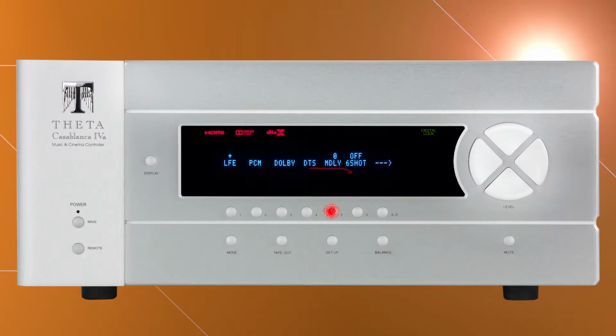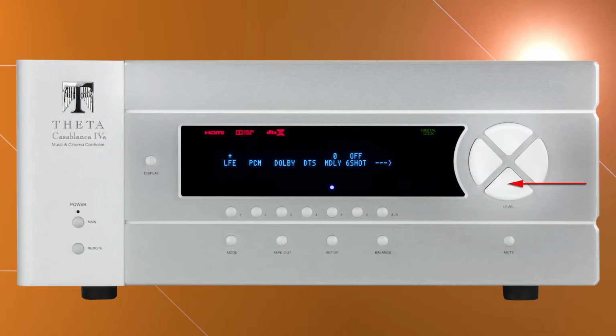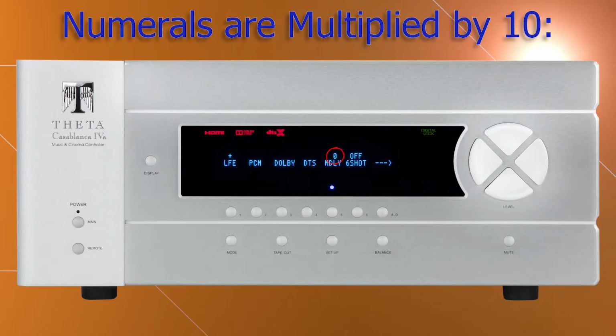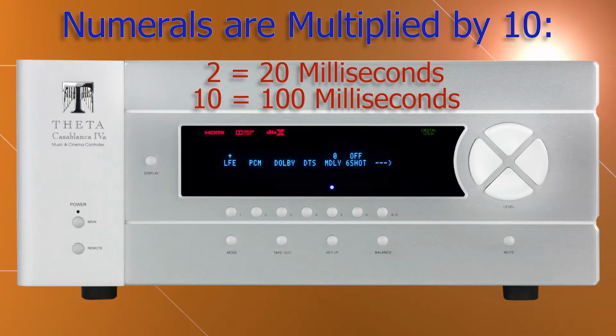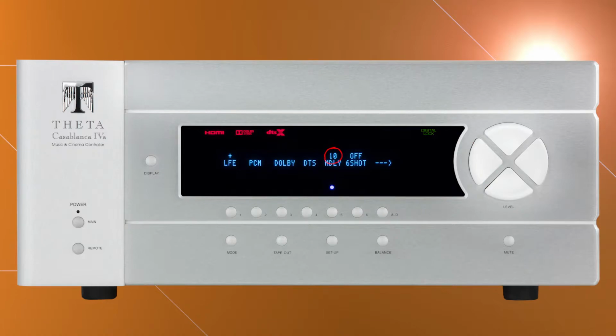Press button 5 under MDLY to access the settings for master delay. Using the upper and lower level pads, you can change the master delay from 0 to 32. The numerals on the display are multiplied by 10, so 2 would equal 20 milliseconds, 10 would equal 100 milliseconds, and 32 would equal 320 milliseconds. Here, the display is 10, which equals 100 milliseconds of delay. And this shows a 320 millisecond total delay.